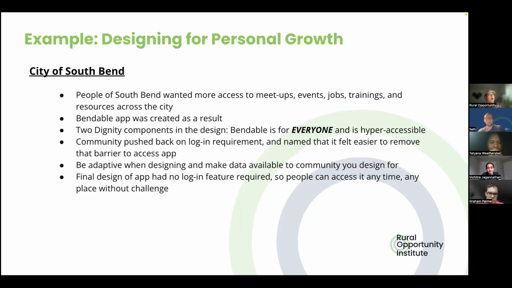And so what they elevated here is that you have to be adaptive in the design process and make data available for the community to design for, so they can then make decisions and help you design the product or program for them. And so what manifested was the final design had a no login feature, so people can access it at any time, at any place without any incident or challenge, which I think is really terrific. So those are just 2 examples of some design projects that came out of our time.